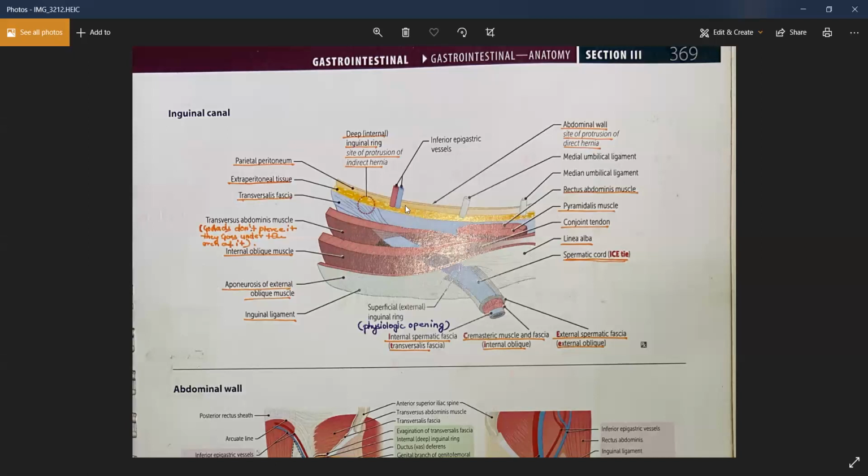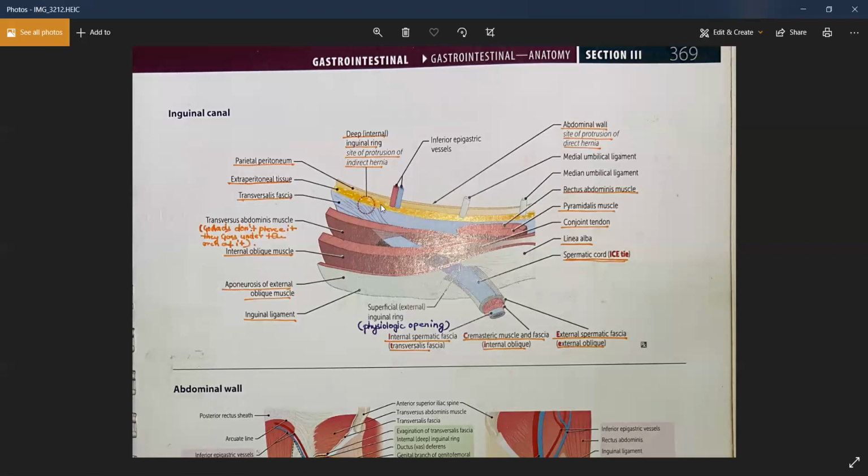And these are your inferior epigastric vessels, which we have studied. These are the branches of your external iliac artery, and they will supply the anterior abdominal wall completely. This is the midline. This is the anterior abdominal wall. So for the inguinal canal, you have the involvement of the transversalis fascia, as you can see.